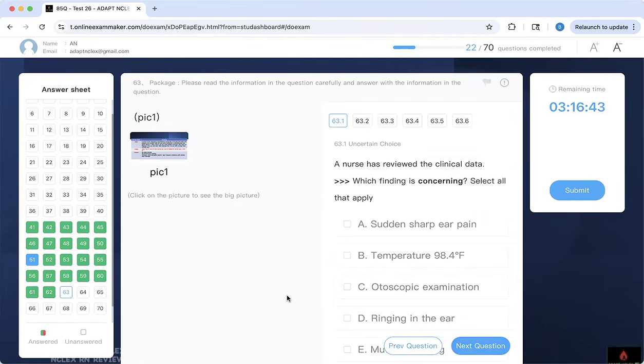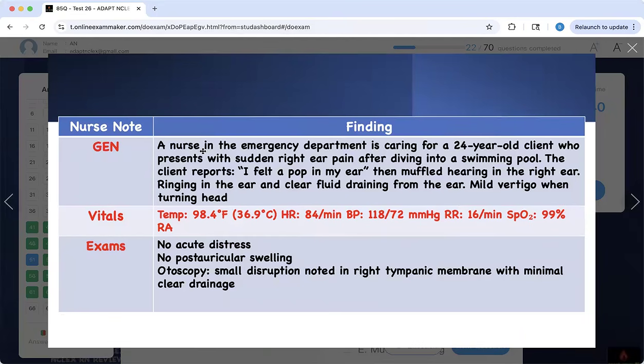Your last Next Generation question. Are you ready? Let's get to it. The emergency department is caring for a 24-year-old client who presents with sudden onset of ear pain after diving into a swimming pool. The client reports, I felt a pop in my ear, muffled hearing in the right ear, ringing in the ear, clear fluid draining from the ear, and mild vertigo when turning the head. There's no acute distress. There's no posterior auricular swelling. When you look into the ear, there's a small disruption noted in the right tympanic membrane with minimal clear drainage.